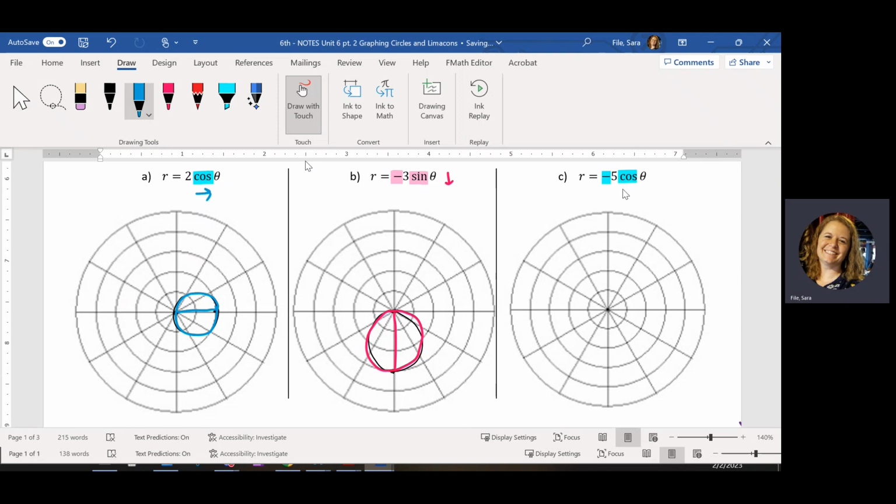What direction is this going to be drawn? To the left of the pole. And it's got a radius of 5. So the right edge of the circle is at the pole, and the left edge of the circle is over here at 5. That diameter is the 5.